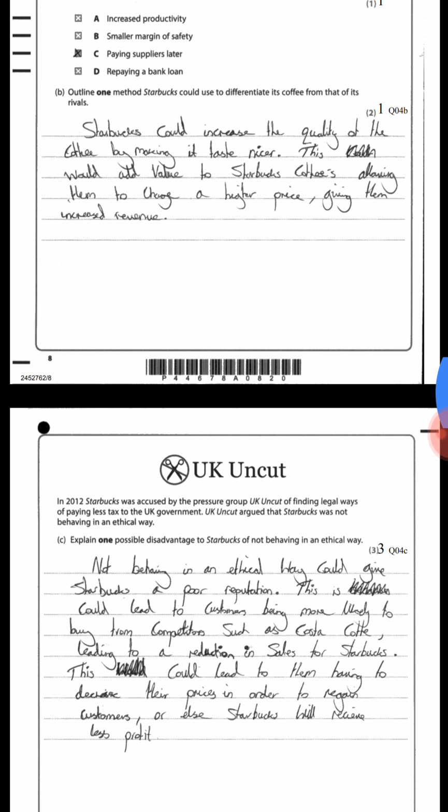Outline one method Starbucks could use to differentiate its coffee from that of its rivals. This student has written, Starbucks could increase the quality of the coffee by making it taste nicer. This would add value to Starbucks coffee, allowing them to charge a higher price, giving them increased revenue.